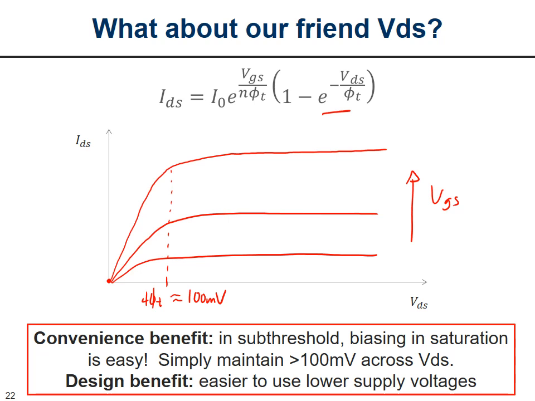Now, it also turns out that 100 millivolts is usually quite a bit lower than the amount of drain to source voltage that we need in above threshold, which means that we can tend to bias our analog circuits, for example, in the subthreshold region with much lower supply voltages than we need in above threshold, while still keeping everything in saturation. So this is a nice power benefit of operating in subthreshold. Not only are currents low, but we can also tend to work with much lower supply voltages.